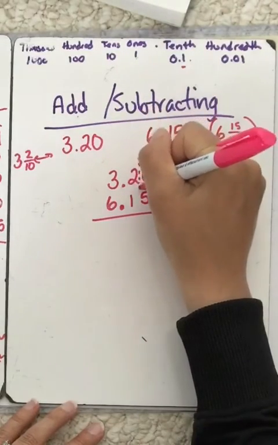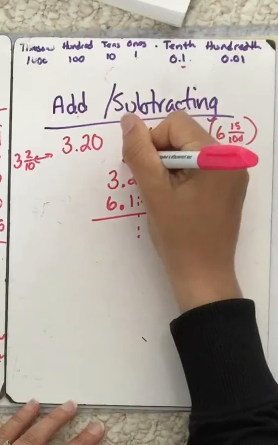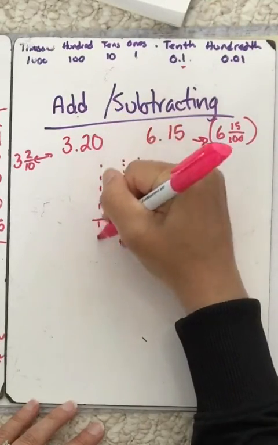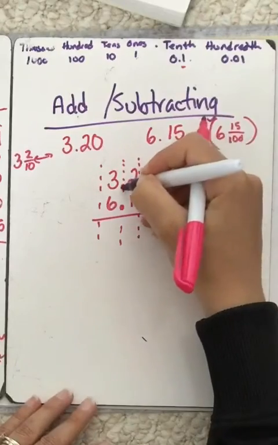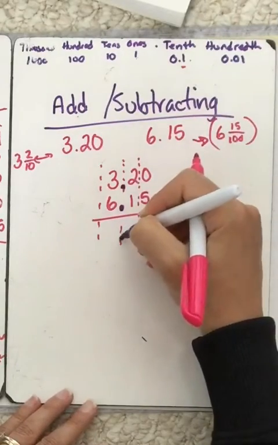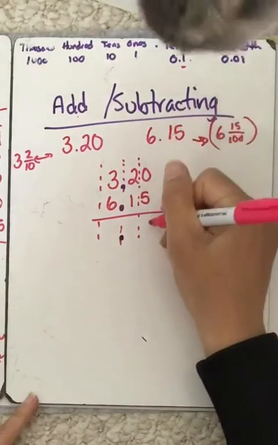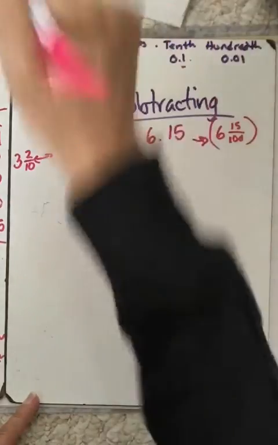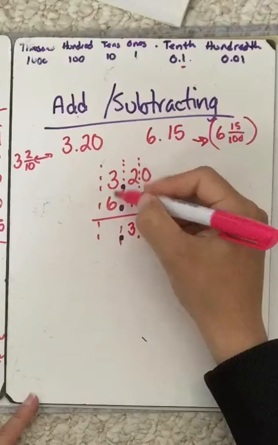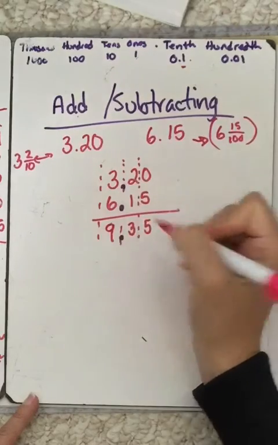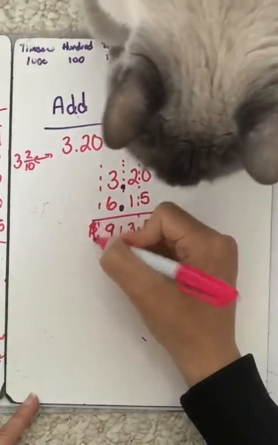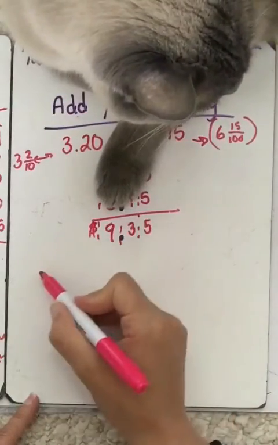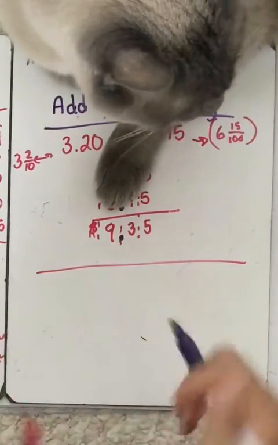So if you have trouble keeping things ordered, I maybe suggest to keep your columns, and don't forget to keep your decimals. So 0 plus 5 is 5, 2 plus 1 is 3, 6 plus 3 is 9. So now, again, if we were talking money, this would be $9.35.